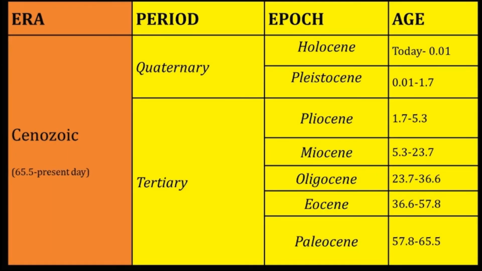Now an important topic, the Cenozoic era. Cenozoic is very, very recent, and the age of this Cenozoic era we already saw in our first lesson: 65 million years to the present day. The Cenozoic era is divided into two periods, the Tertiary and Quaternary. The Tertiary period is again divided into epochs, from the Paleocene to the Pliocene. 65 million years to 1.7 million years is the age of the Tertiary. From 1.7 to the present is the Quaternary.